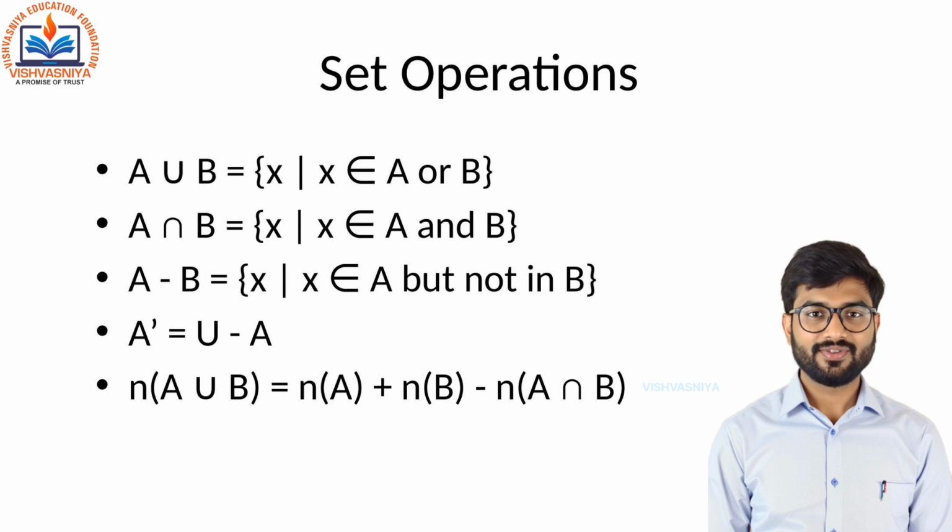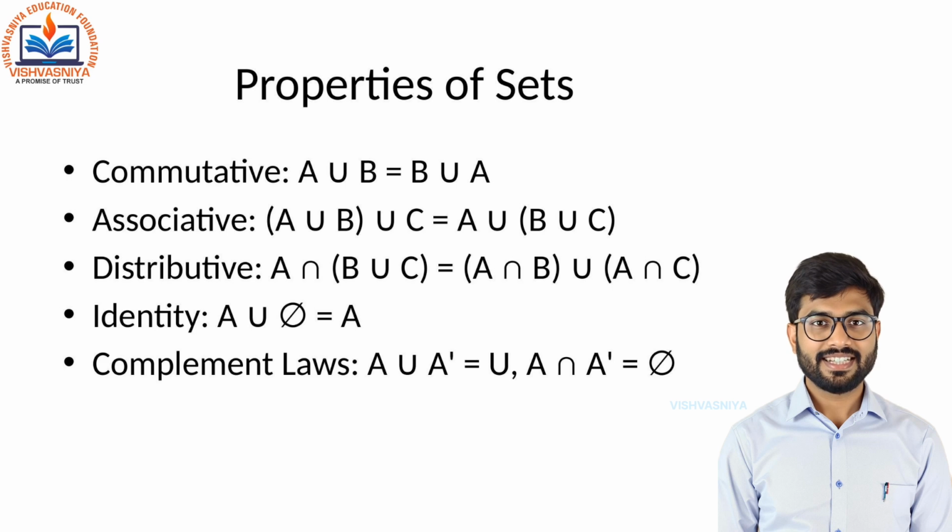Cardinality of union. If you want to calculate how many elements are in A union B, the formula is: number of elements in A union B equals number of elements in A plus number of elements in B minus the number of elements in A intersection B. Now let's learn the important properties of sets explained in a way that's easy to say and understand.